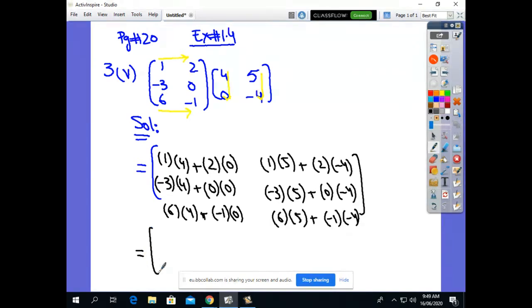Here we have 4 plus 2. Here we have 5 minus 8 minus 12 plus 0 minus 15 plus 0. Similarly, 24 plus 0. At last 30. Now we write it here.